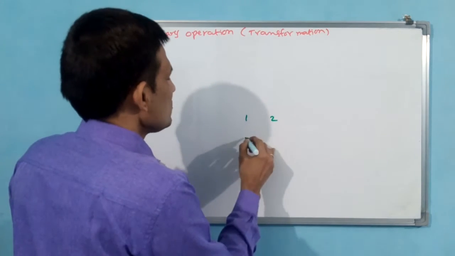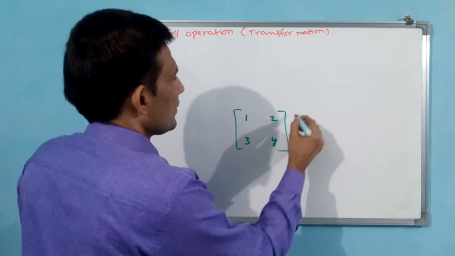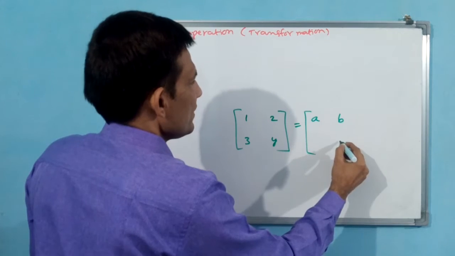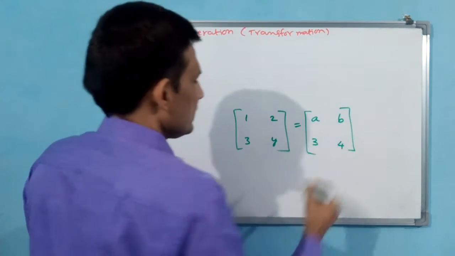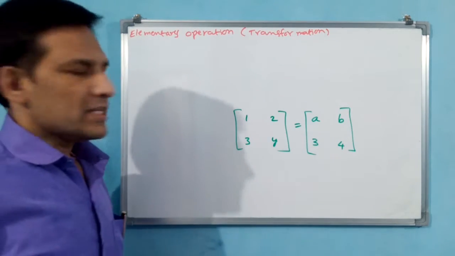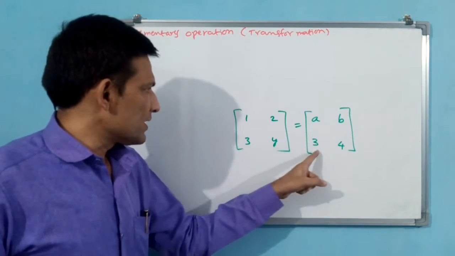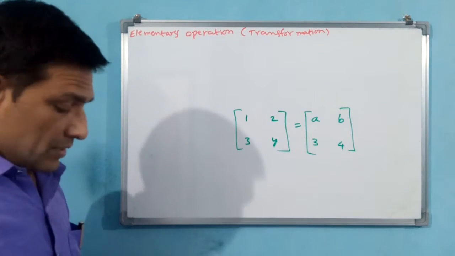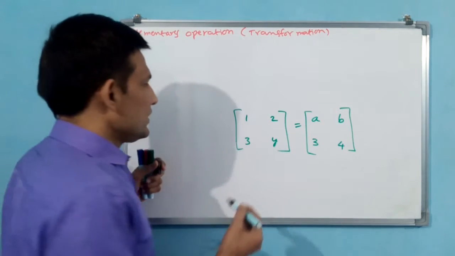Say 1, 2, 3, y, that is equal to a, b, 4, 3. These are two matrices. By seeing this, what are you able to understand? You are able to understand a is equal to 1, b is equal to 2, y is equal to 4 and 3 is equal to 3. That's all. Now, shall I write this? You see like this?